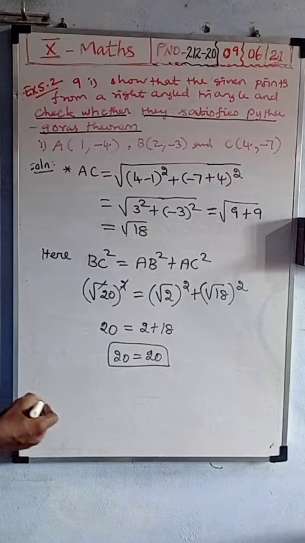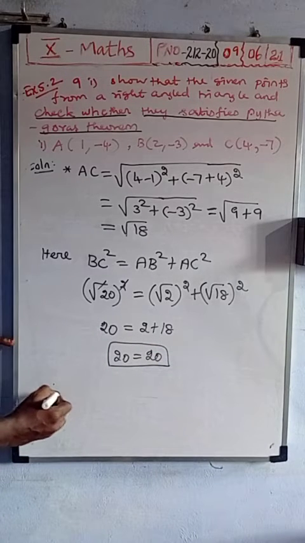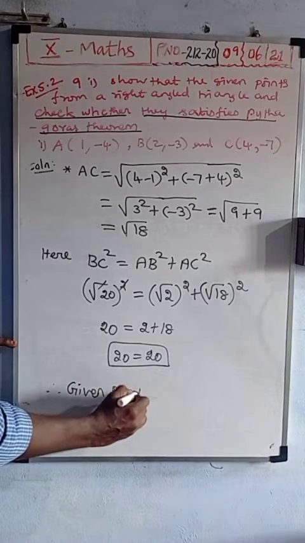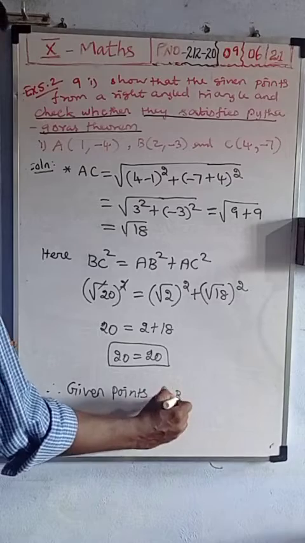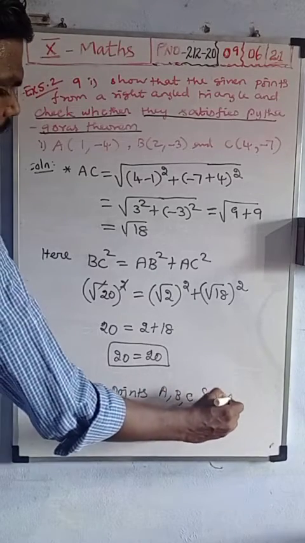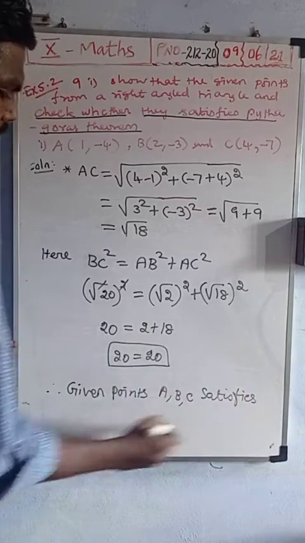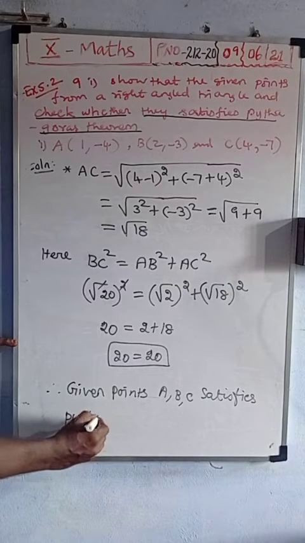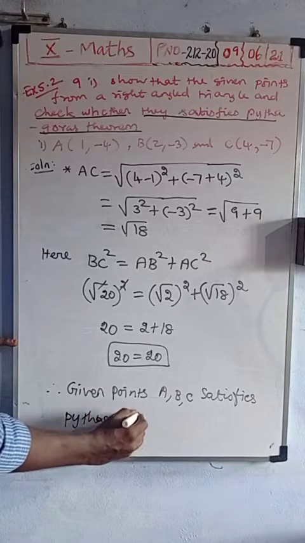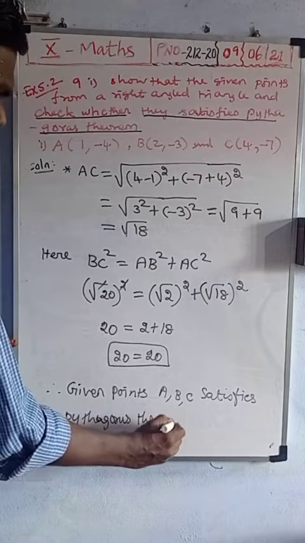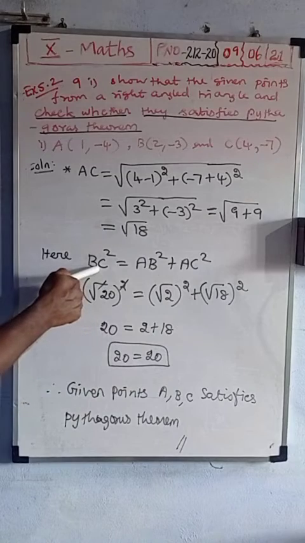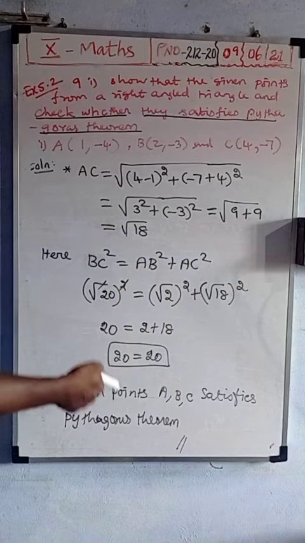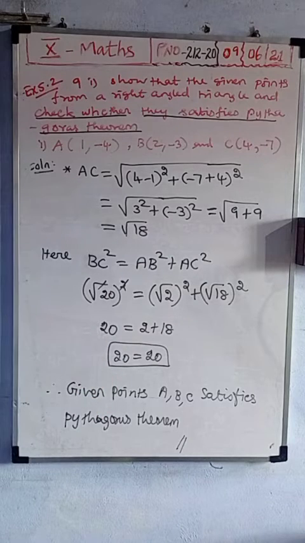Therefore, given points A, B, C satisfy Pythagoras theorem, because the square of the hypotenuse side is equal to the sum of the squares of the other two sides. So we receive the answer. That's all.